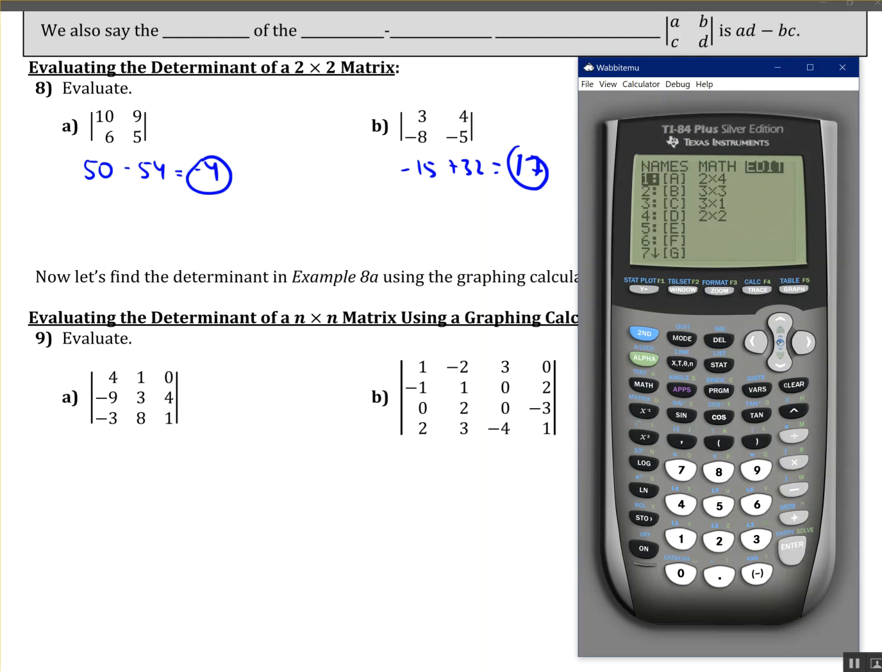So if I make a new 3 by 3 matrix, 4, 1, 0, negative 9, 3, 4, negative 3, 8, 1, then I'm going to do math determinant on E. This ends up being negative 119.